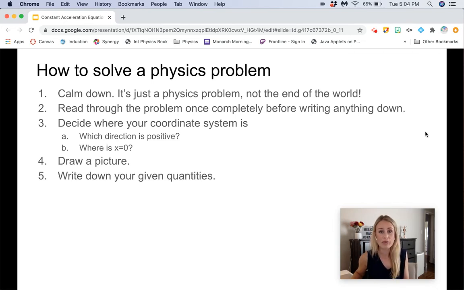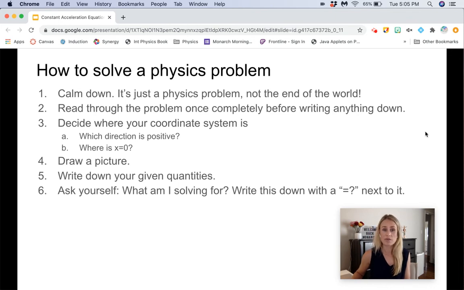Number five, you want to write down your given quantities. A lot of people just want to start plugging in numbers right away. They don't write anything down. I want you to write down your given quantities. And what I mean by this is like your initial velocity equals this, your initial position equals this, the time equals this, acceleration equals this. I want you to write those things down, okay?